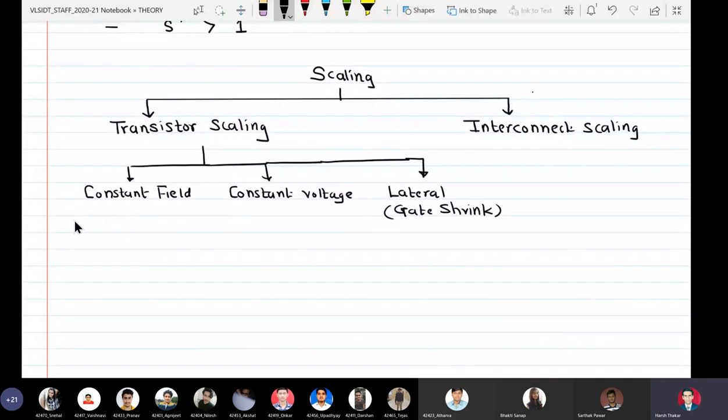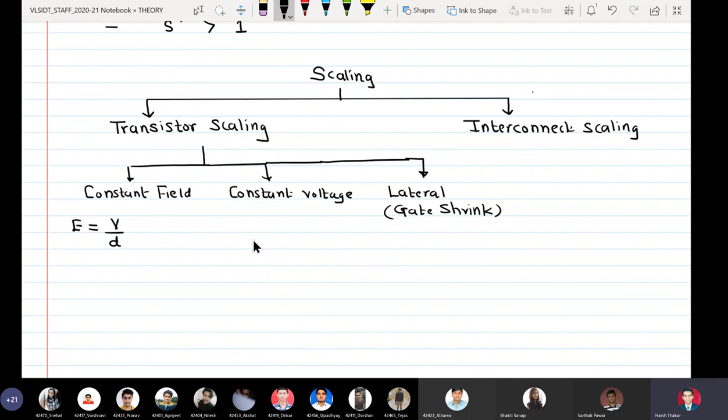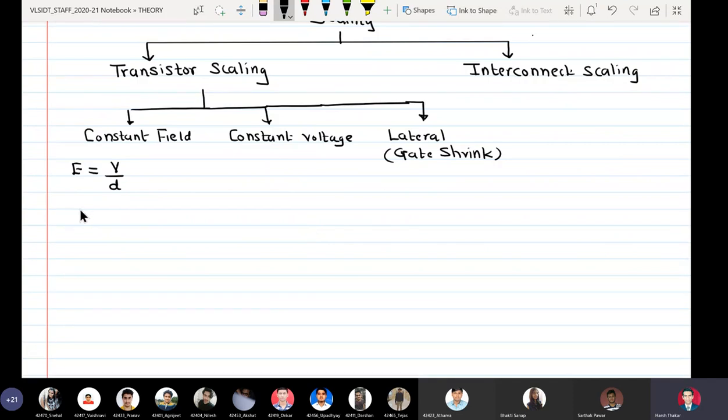All of us know that the electric field E is voltage upon distance. When we scale down a MOSFET in such a way that all the electric fields present inside the MOSFET structure remain constant, it is called constant field scaling. On the other hand, if the electric field does not remain constant but only the voltage remains constant, it is called constant voltage scaling. And when we say lateral scaling or gate shrink, we only scale down the oxide thickness Tox.